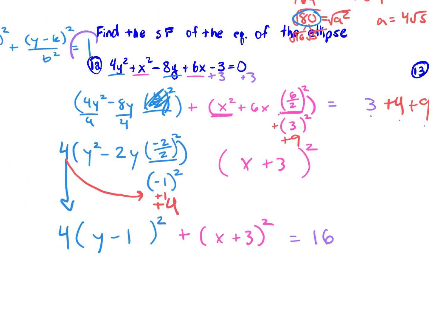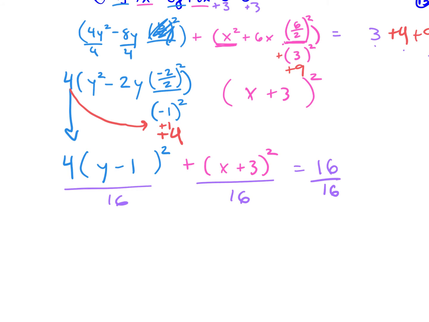So I want this to be equal to 1. An ellipse has to be equal to 1. So how can I change this 16 to be 1? Perfect. Divide by 16. So I divide everything by 16 and simplify where I can.